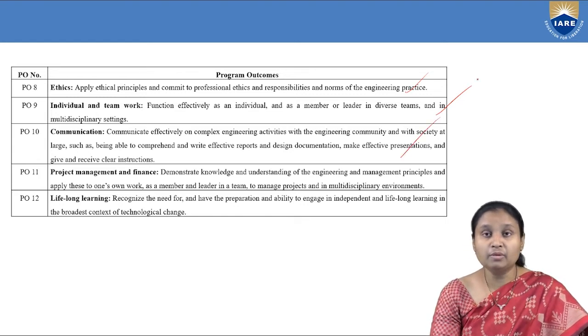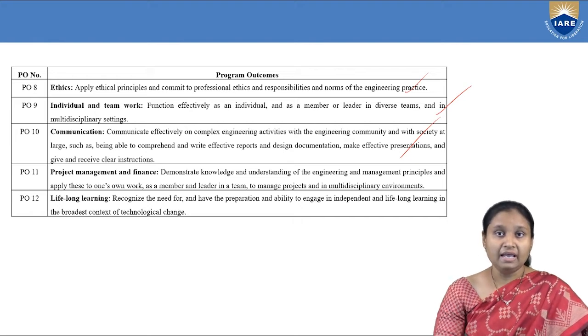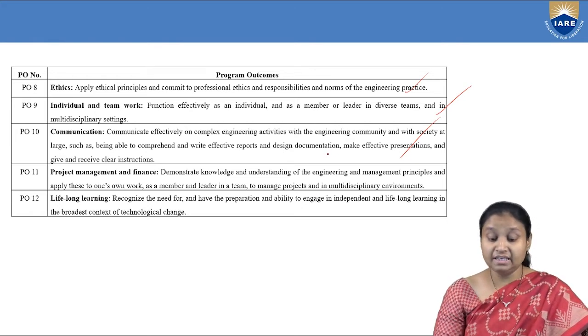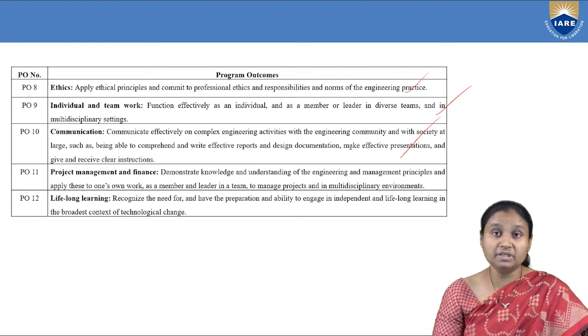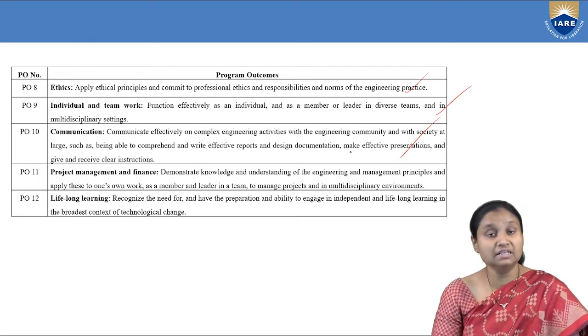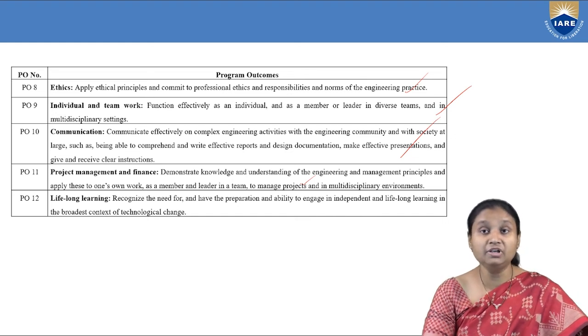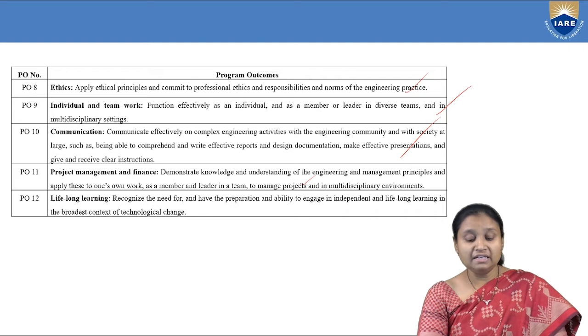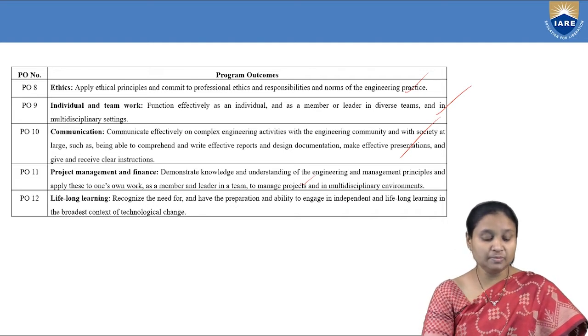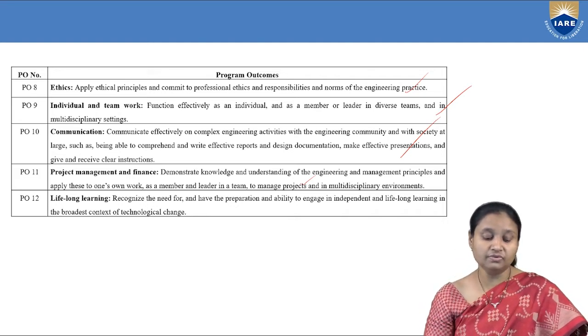And then the 10th program outcome talks about communication, where we communicate effectively on complex engineering activities with the engineering community. And of course, it involves designing documentation, making effective presentations, and giving and receiving clear instructions. And then the 11th program outcome talks about project management and finance, where we demonstrate knowledge and understanding of engineering and management principles and apply these to one's own work as a member and leader in a team.